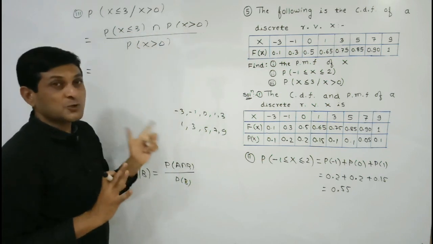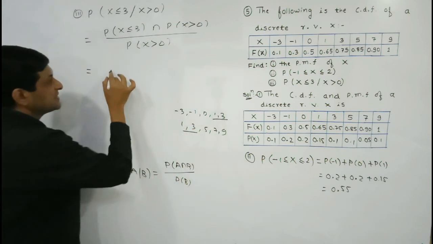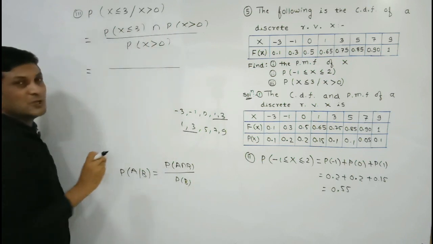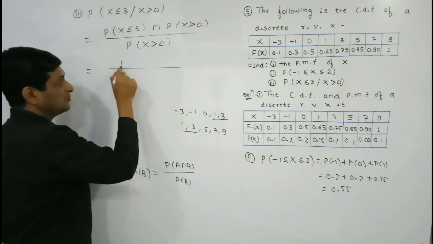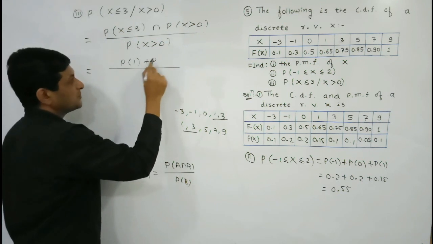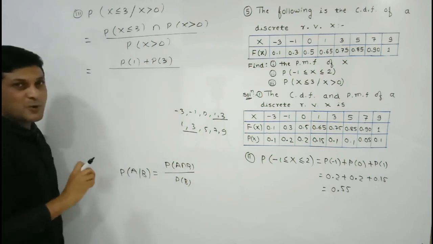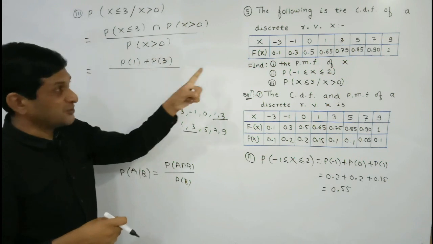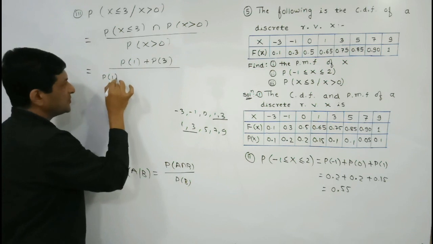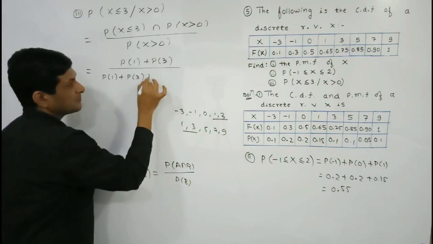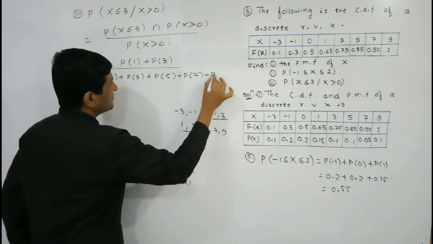Now intersection means common elements. Here we can easily observe that 1 and 3 are the common elements, means these are the values of x which are common to both x less than or equal to 3 and x greater than 0. So in the numerator we are getting p of 1 plus p of 3, and in the denominator we have to take the sum of all probabilities of the random variable which are greater than 0. Which are the values greater than 0? 1, 3, 5, 7, 9. So in the denominator we will get p of 1 plus p of 3 plus p of 5 plus p of 7 plus p of 9.